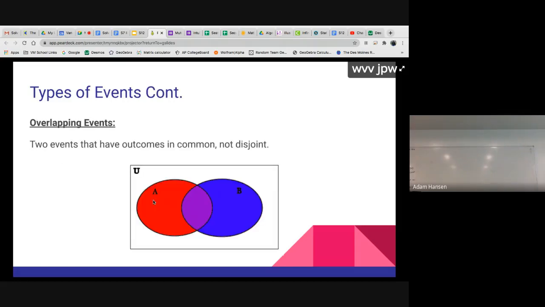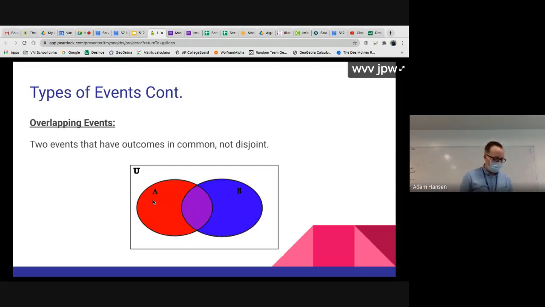Overlapping events are just the opposite. Two events are overlapping if they share common outcomes, if they can happen at the same time. Overlapping events can occur simultaneously. This typically causes people the most problems because you don't want to double count what occurs twice. You don't want to double count the overlap. In purple, aren't these outcomes in both set A and set B at the same time? It's the overlap in the Venn diagram.